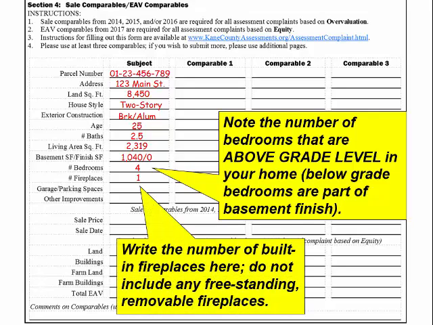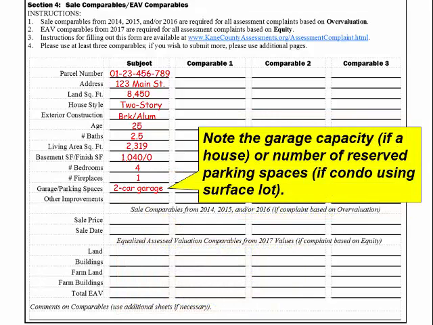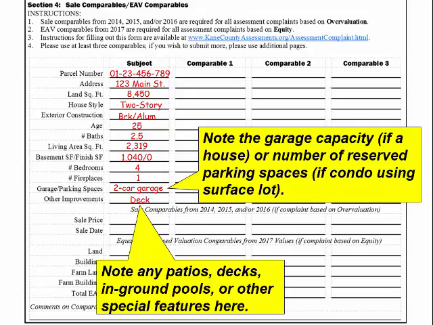Afterwards, write the number of built-in fireplaces here. Please do not include any freestanding, removable fireplaces. Here, note the garage capacity, if it's a house, or the number of reserved parking spaces, if this is a condominium using a surface lot. Finally, note any patios, decks, in-ground pools, or other special features here.